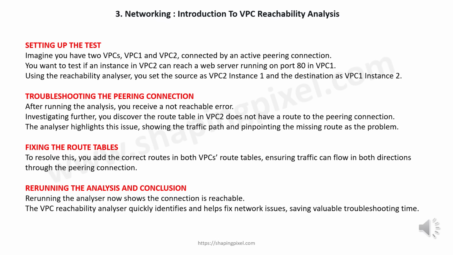To resolve this, you add the correct routes in both VPC's route tables, ensuring traffic can flow in both directions through the peering connection. Rerunning the analysis and conclusion. Rerunning the analyzer now shows the connection is reachable. The VPC Reachability Analyzer quickly identifies and helps fix network issues, saving valuable troubleshooting time.